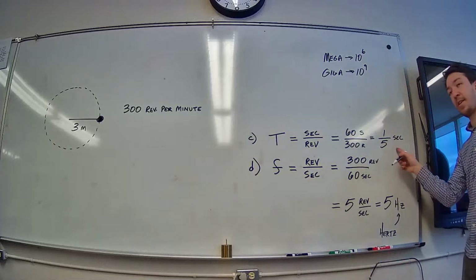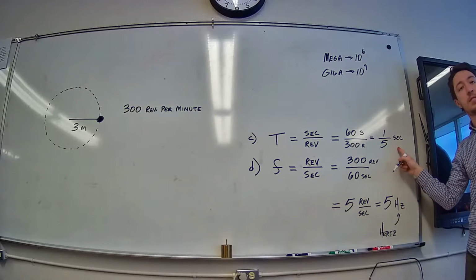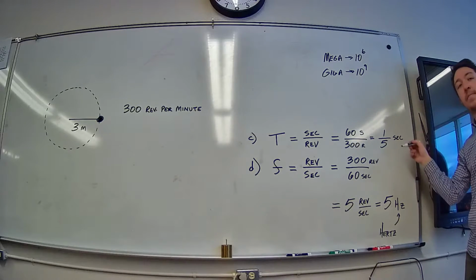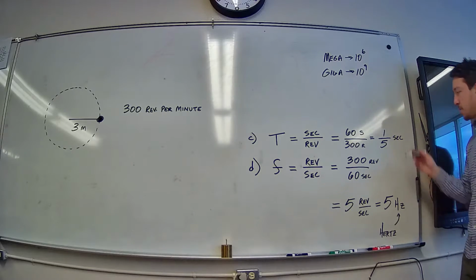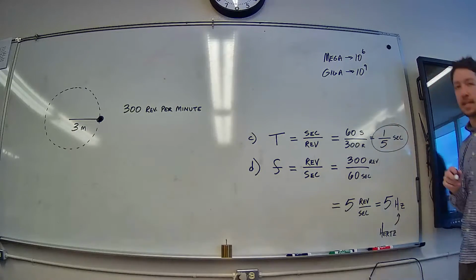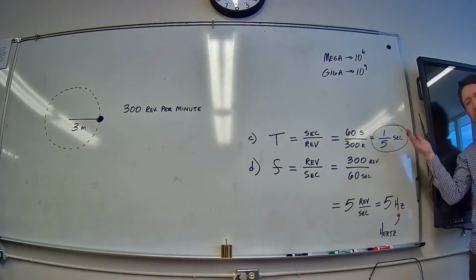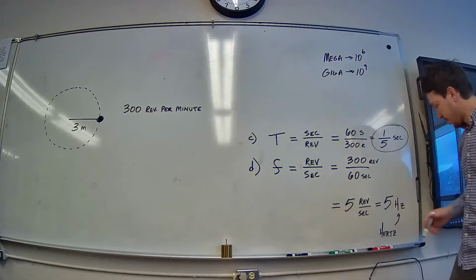Now, the way you usually write it is you just say the number of seconds. A period is going to be a time value. You could write it as seconds per revolution, but it's more standard just to write how many seconds. Then everyone just knows that's how many seconds it takes to complete one cycle. Okay?